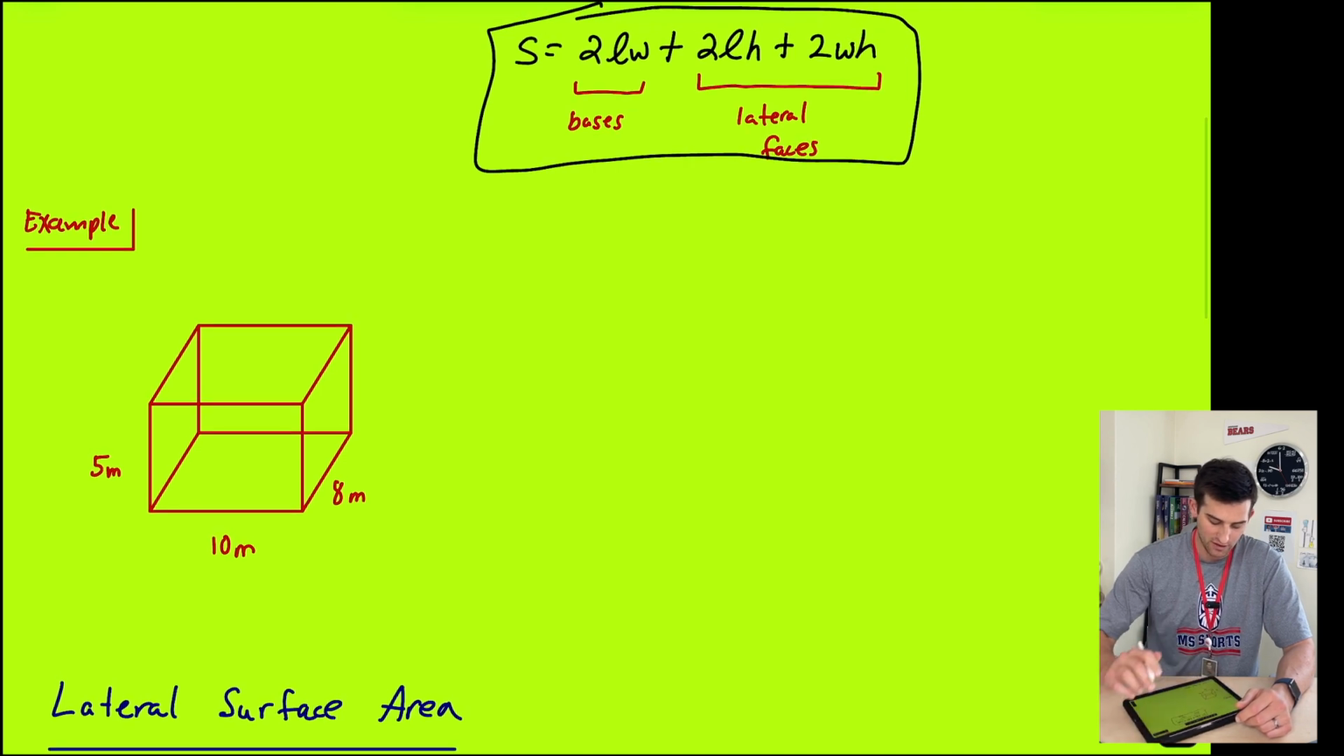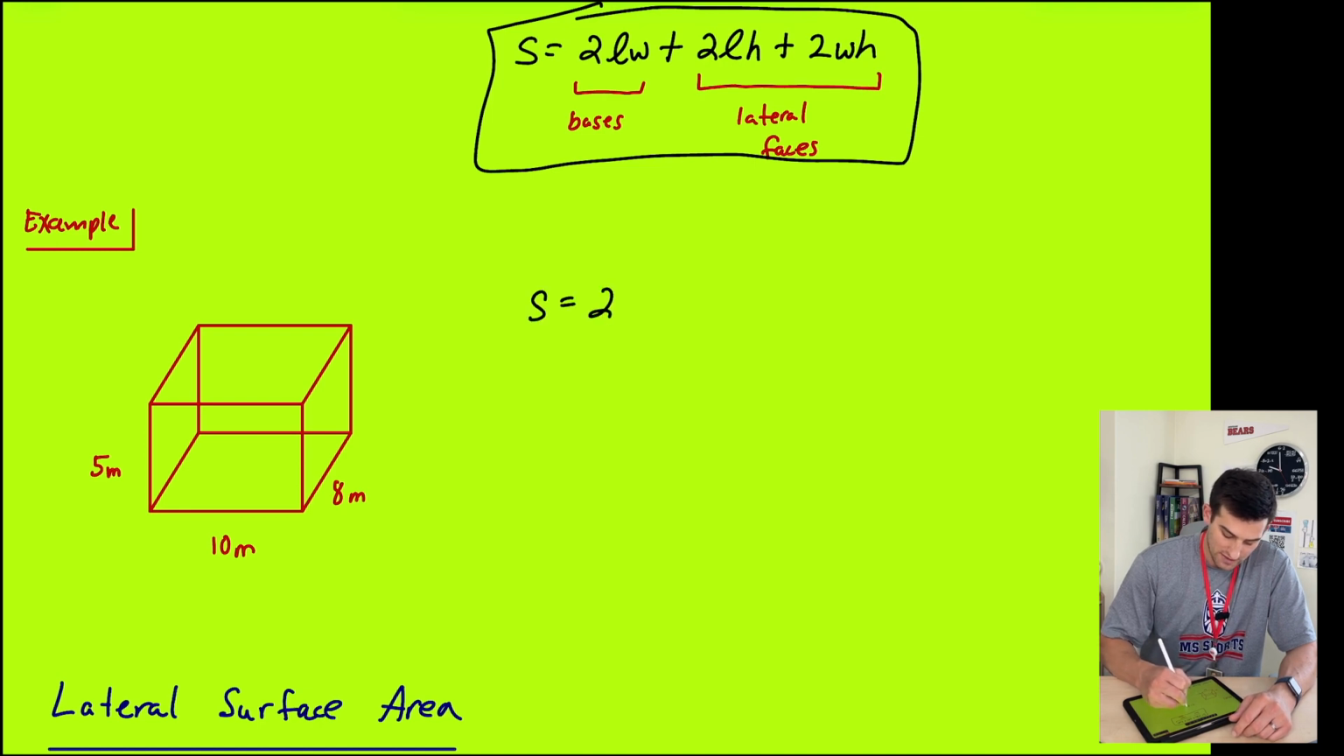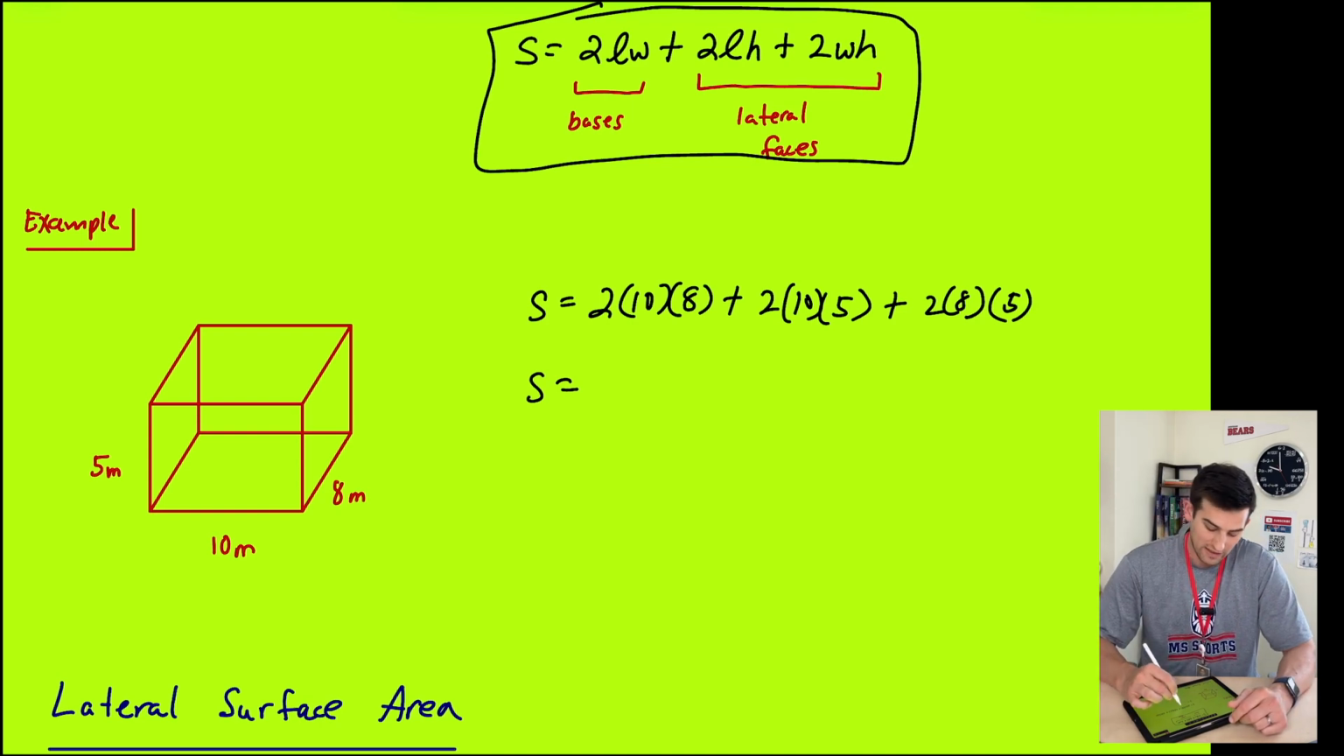So we have this example here. We have a height of 5, a length of 10, and a width of 8. So let's just plug those numbers in. We'd say 2 times the length times the width plus 2 times the length times the height plus 2 times the width times the height. Okay? All right. So here we have 8 times 10.